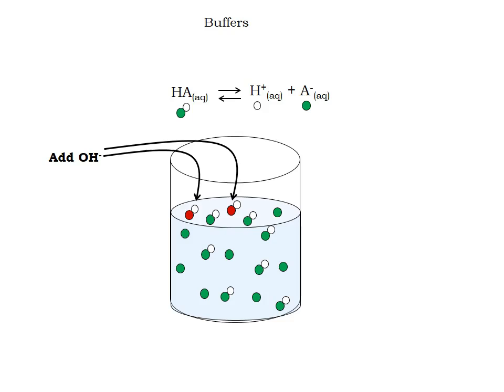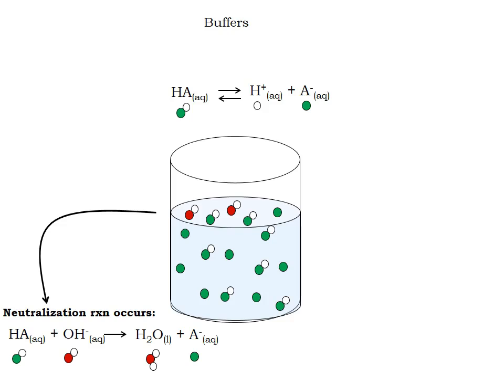So what happens when you add hydroxide to our buffer is that the component of our buffer that's capable of neutralizing hydroxide will do so. When you add a strong base, it will react with the acid component of your buffer. So a neutralization reaction occurs where HA will donate its hydrogen ion to hydroxide, and that will convert hydroxide into water. And then HA will be converted into its conjugate base.